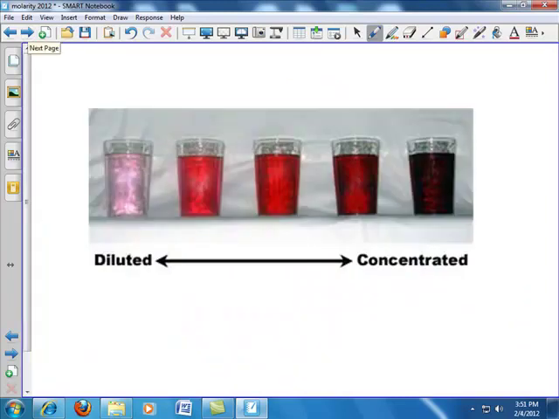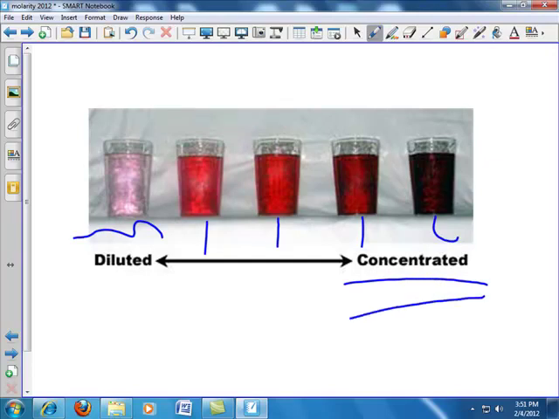And again, here's another picture that I pulled off the internet. Down here we have very few particles in the solution, so it's dilute and it's kind of a pinkish color, whereas as we go across here, we keep adding more and more of this red color until we get to this end, and we're very concentrated. Down here we have a lot of particles in the solution. Here we have very few particles in the solution.